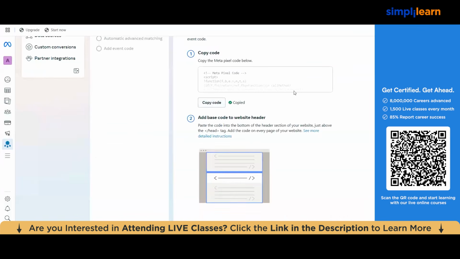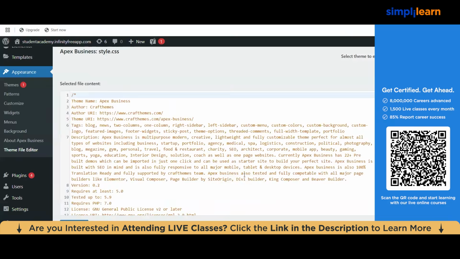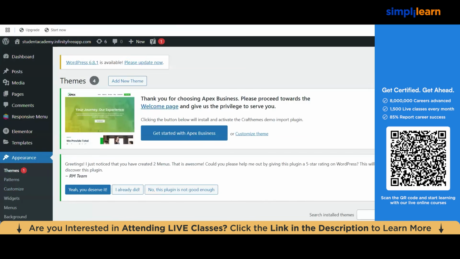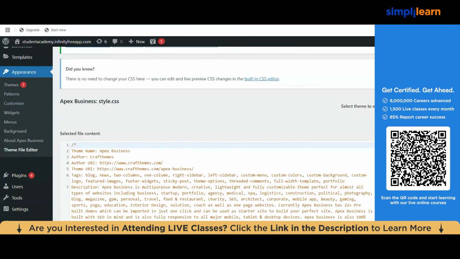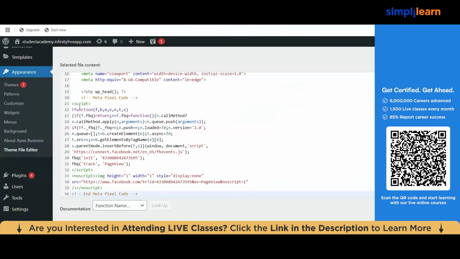So again, I go here. I have copied it. Now you have to do the same thing again: since we are doing it manually, you have to go to the website, go to Appearance, and under that find Theme File Editor. Look for the header.php file, and once again look for this part. This is where the head is closing, so I put a section here, press enter, and paste this Meta code. Now this Meta code is also pasted over there.